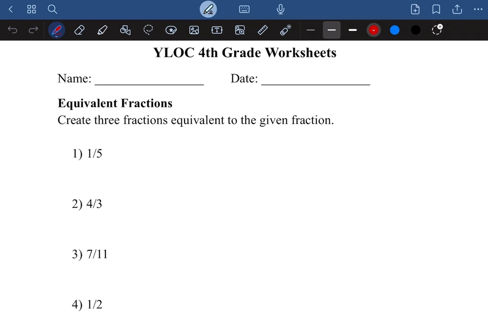So in order to find an equivalent fraction, we're just going to multiply both the top and bottom by 2, 3, 4, or just any other number. But since we're going to do 2, 3, and 4 because those are the easiest numbers, we're going to multiply the top and bottom by 2. 1 times 2 is just 2, and 5 times 2 is 10. So one fraction that is equivalent to the given fraction is 2 over 10.